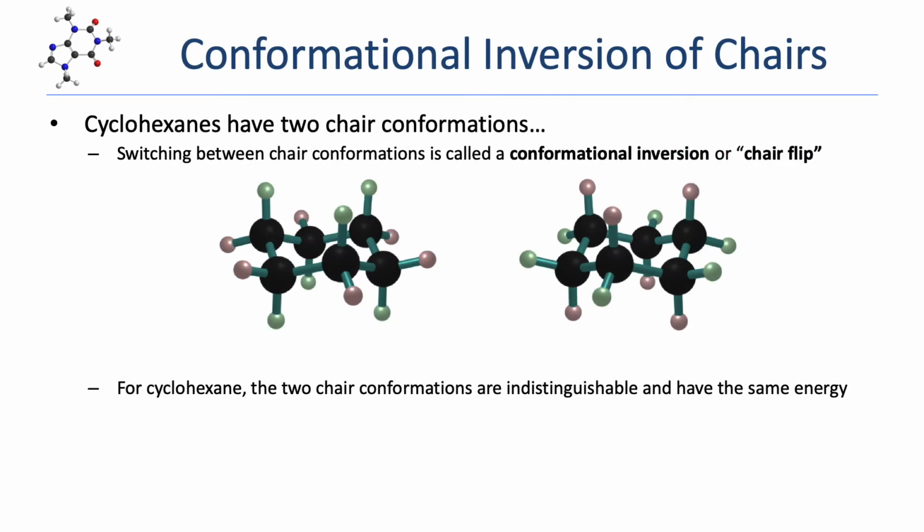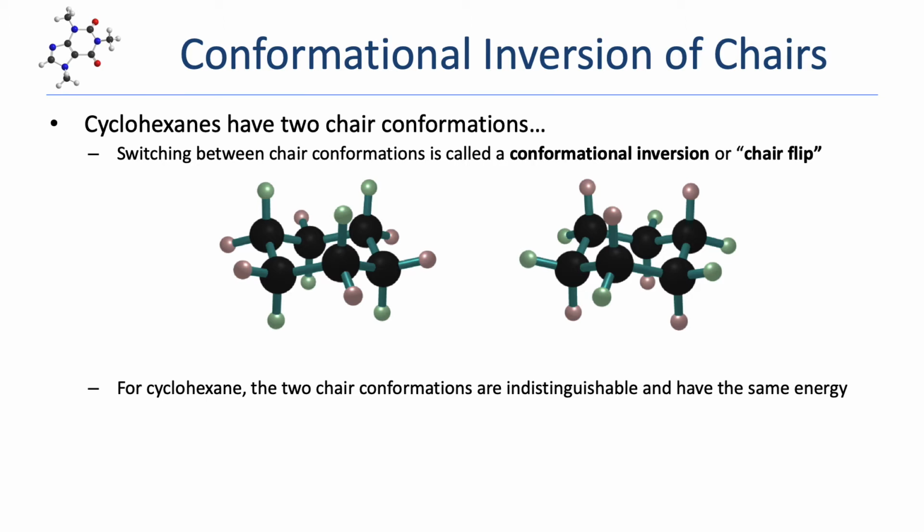Now, as it turns out, every 6-membered ring actually has 2 possible chair conformations. It's kind of like when we looked at ethane and other molecules like that, where you would have 3 possible staggered conformations, right? It's kind of the same idea here. When a 6-membered ring changes from one chair conformation into the other, it's called conformational inversion, or a chair flip is kind of a slang way of referring to it.